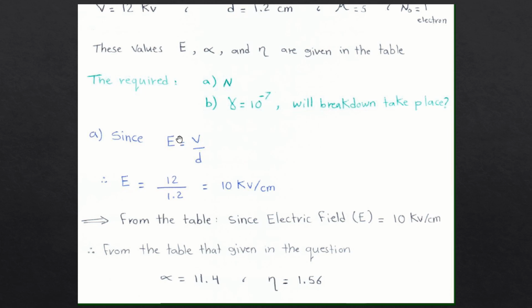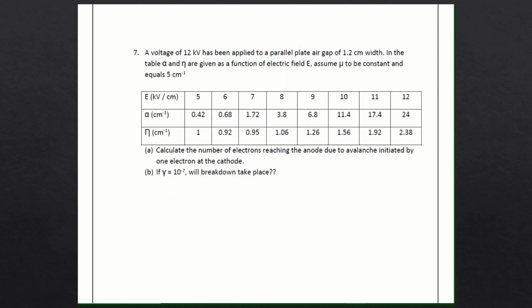Okay, since electric field is equal to volt divided by distance, and we have the value of the volt and the value of the distance, the electric field is equal to 12, which is the volt, divided by 1.2, which is the distance. It's equal to 10 kilovolt. Now from this value, 10 kilovolt, we will go back to the question and see the electric field here. We calculated it and we get the answer as 10.